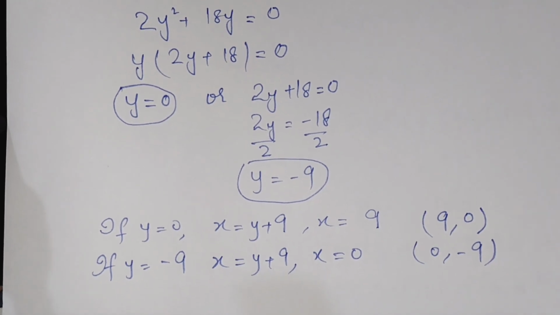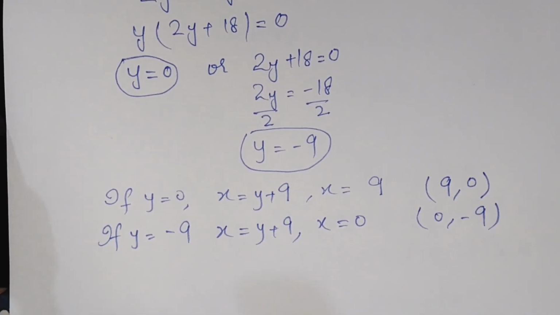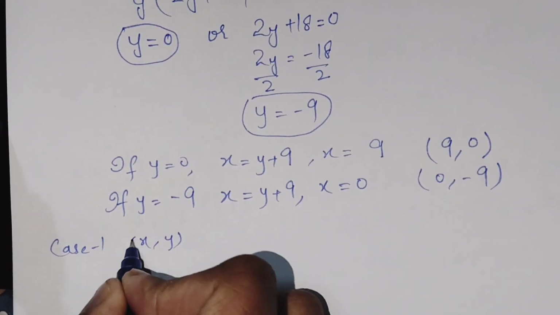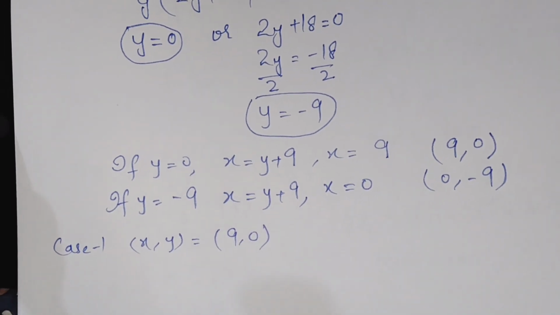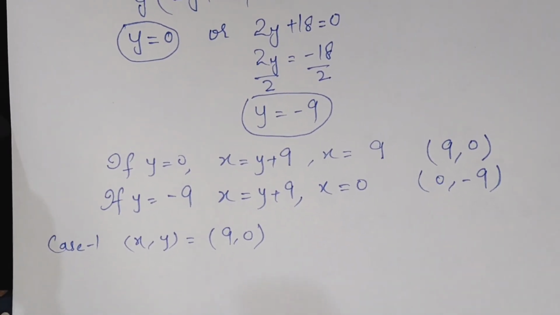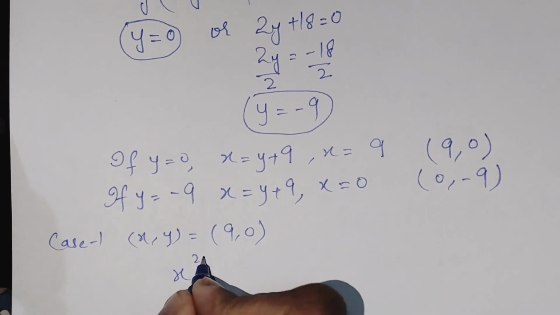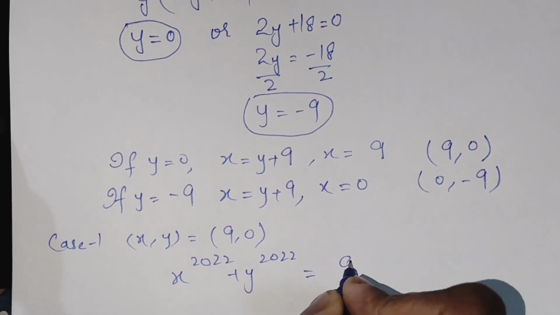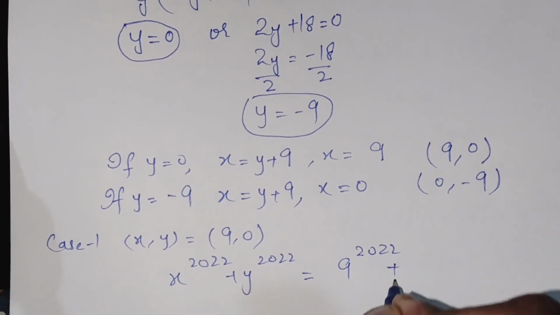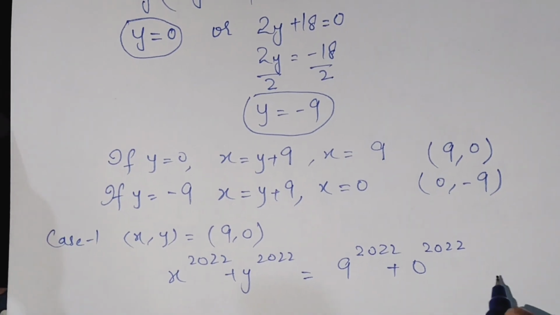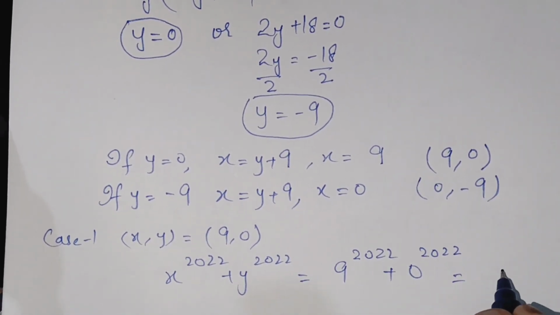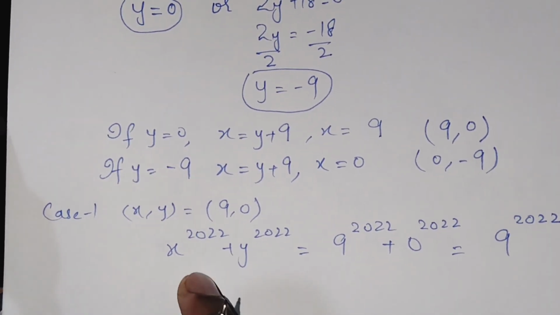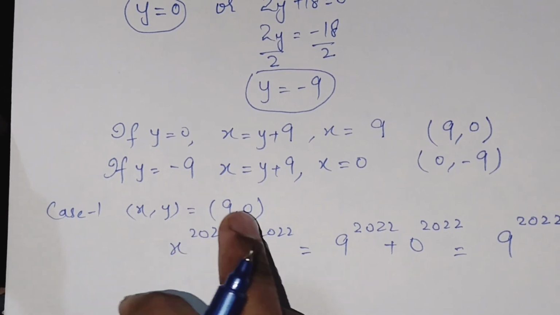Now we will take two cases. In case 1, we have the x, y value as 9, 0. So we can find x power 2022 plus y power 2022, which will be equal to x value 9 power 2022 plus y value 0 power 2022. So this will be 9 power 2022. We get this value for case 1, where x equals 9 and y equals 0.